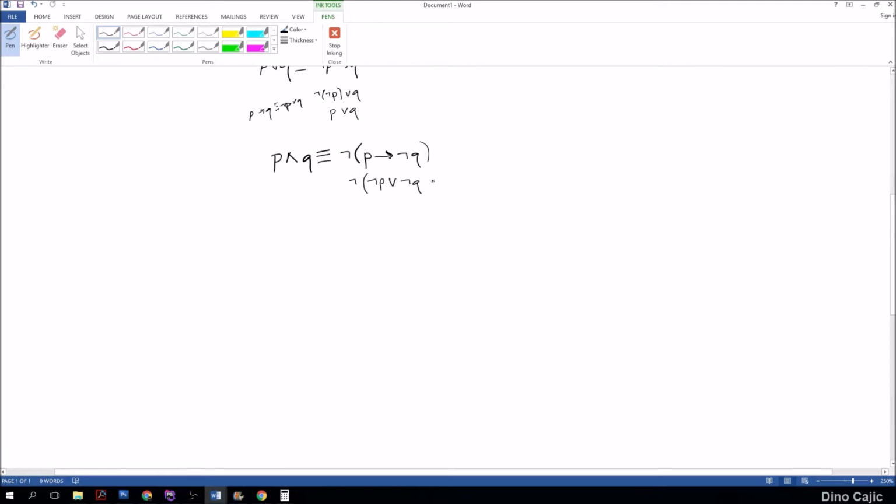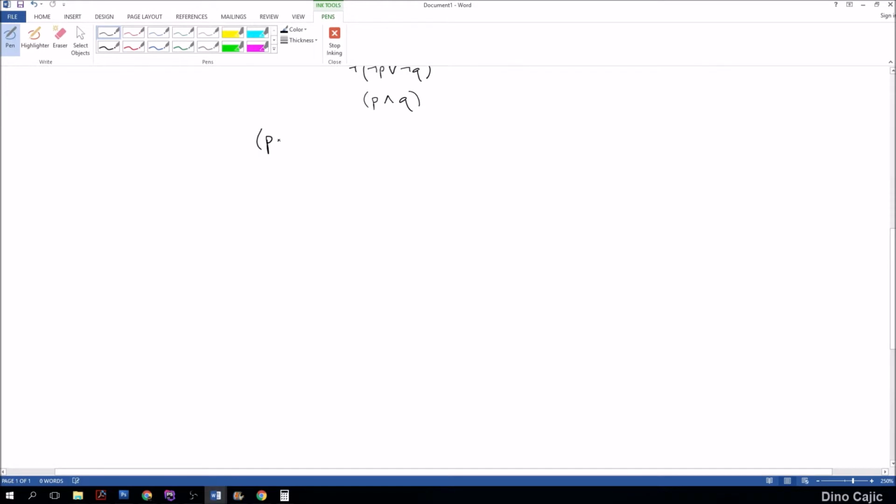The not was already there, so we just keep it there. And then we distribute this not inside here. That comes out to P and Q. The negation of a negation is just P, the negation of a negation is just Q, and you swap the symbol. That comes out to P and Q, which is equivalent to this right here.